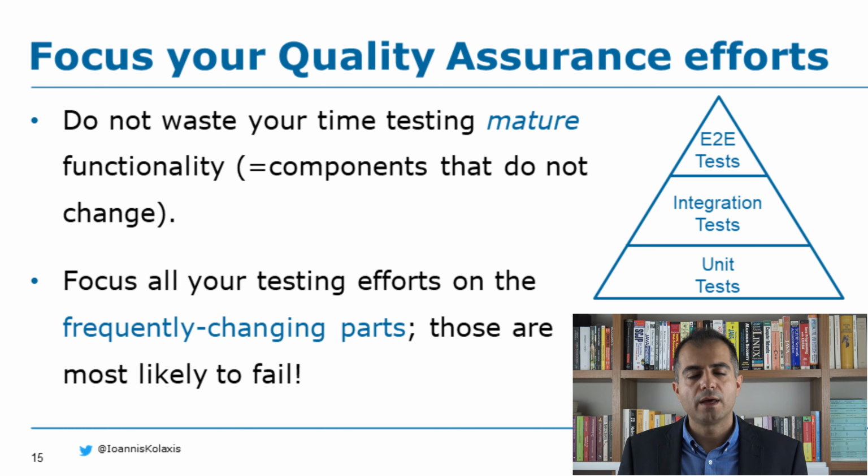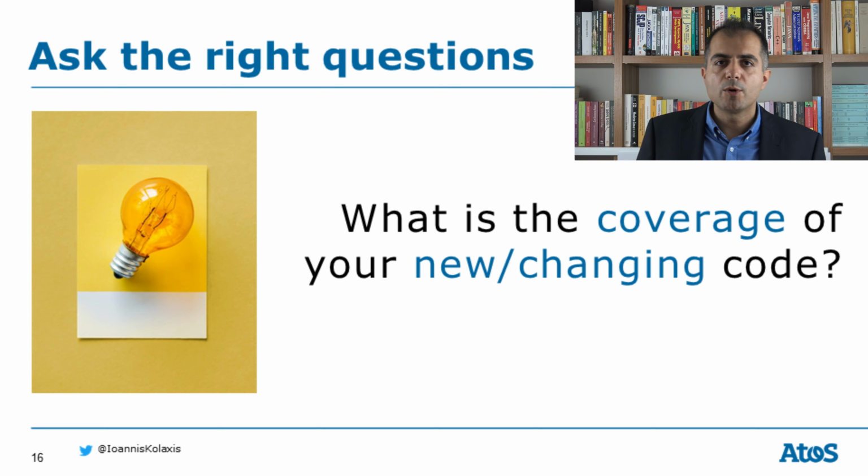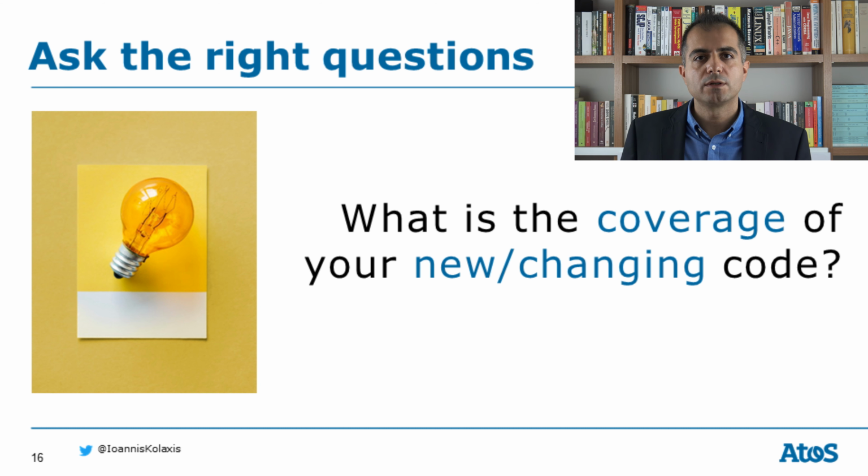So why should you waste effort testing the same mature features again and again? There is no reason to do that. That's why we must be aware of which functionality is changing and try to test only this one. Focus our quality assurance efforts on the frequently changing functionality. So the next time that someone comes and asks you, what is the code coverage of your code? You shouldn't care about the code coverage of your total source code. What is important is to have a high code coverage for your new, constantly changing code. You shouldn't care about the code coverage of your mature code.